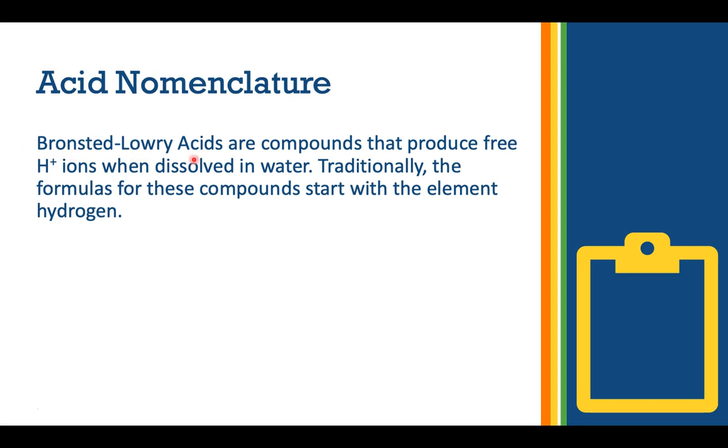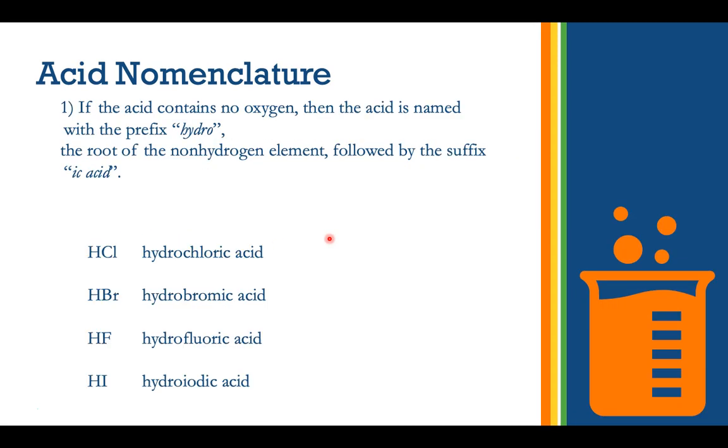Brønsted-Lowry acids are compounds that produce free hydrogen ions when dissolved in water. Traditionally, the formulas for these compounds start with the element hydrogen. So you know you have an acid when you have an H and then something else that comes after it.